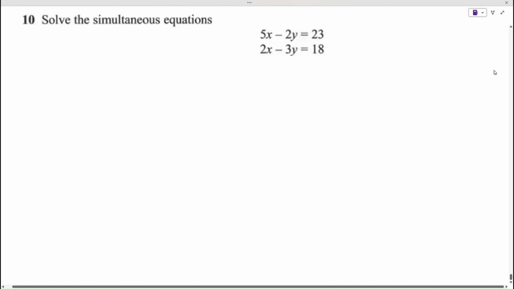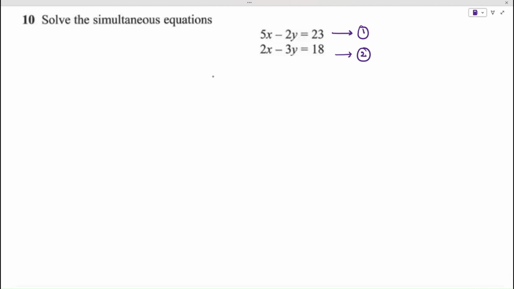The first thing that we're going to do is label our equations equation 1 and equation 2. Now what we're going to do next is find a way of making one of the terms, either x or y, have the same coefficient. In this case we're going to make y have the same coefficient so that we can cancel out y and have only our x values remaining. To do that, we're going to multiply equation 1 by 3 and equation 2 by 2.